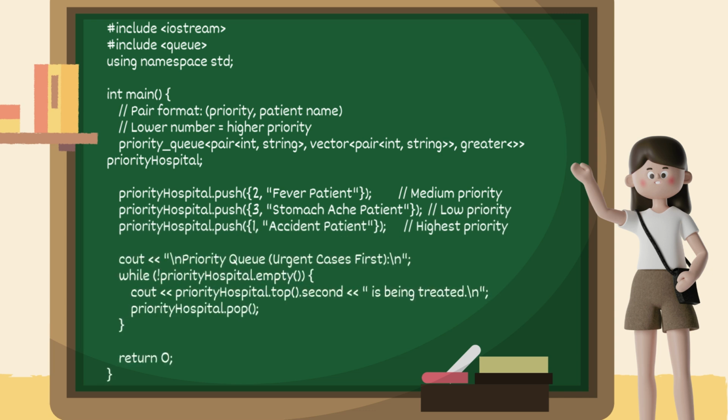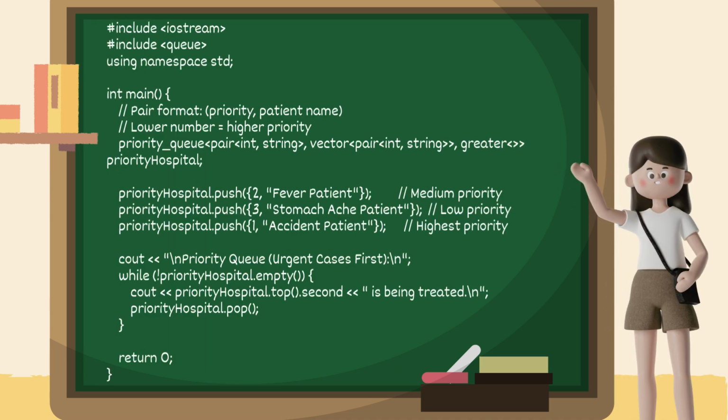Inside the main function, we declare a priority queue. priority_queue of pair, vector, greater, priorityHospital. This line may look a bit complex, but here's what it means. Each item in the queue is a pair, where the first value is an integer for priority, and the second is the patient's name. We use greater so that smaller numbers come first, meaning higher priority.